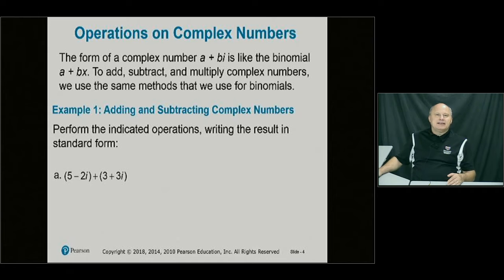So if we have (5 minus 2i) plus (3 plus 3i). So 5 minus 2i is a complex number, and 3 plus 3i is another complex number. We're adding two complex numbers. There's a plus sign between them. So it's kind of like combining like terms. So you add the real parts, which is 5 and 3, and you add the negative 2i and the 3i, that is the imaginary parts. So you just add the 5 plus 3 and the negative 2 plus 3, so you end up with 8 plus i.